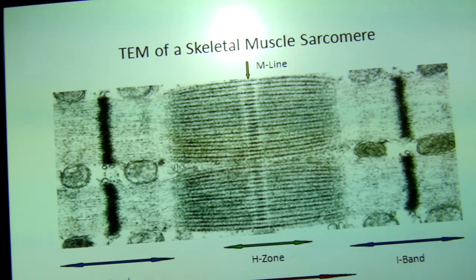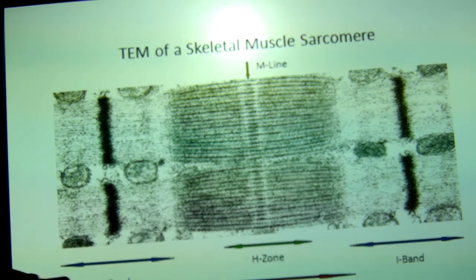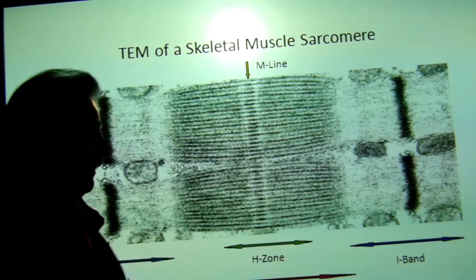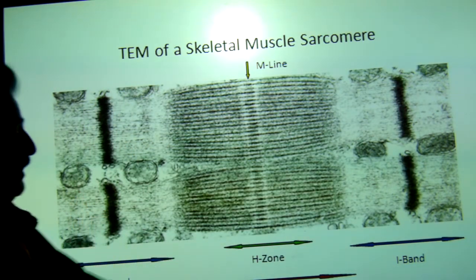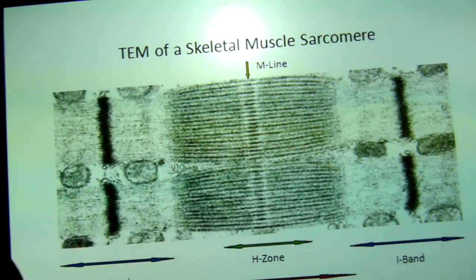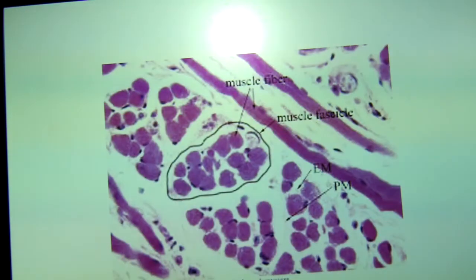And we've talked about this in our book. We talked about the H zone, the A band, the I bands. In between each I band is the functional contractile unit of the muscle. I don't think you'll be shown this, but I am showing it for just in case you are.